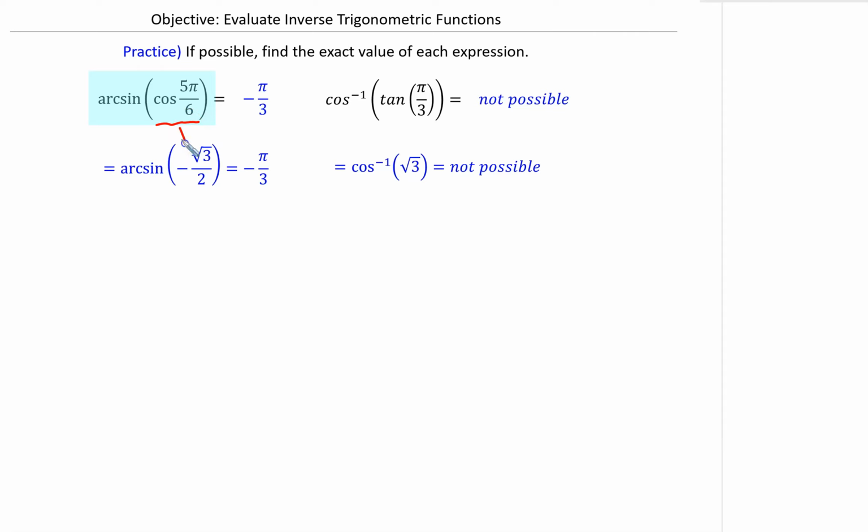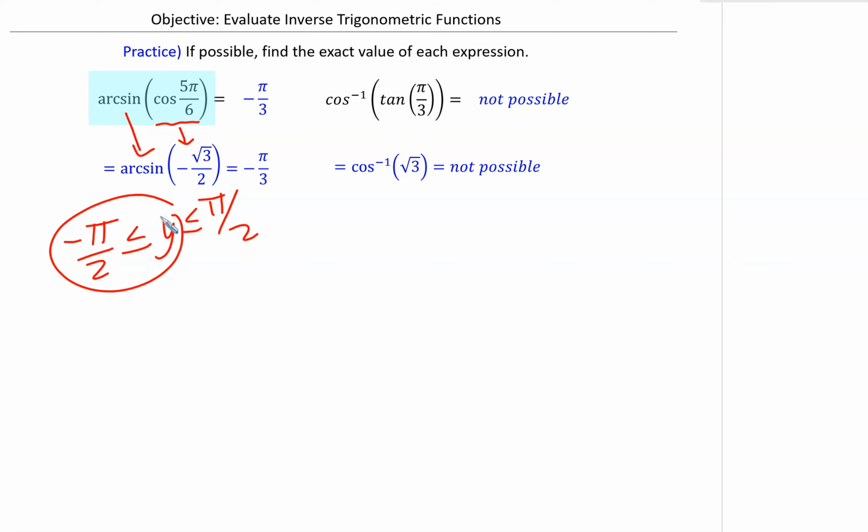The value is negative root 3 over 2. Then we have arcsine of that. So now we're looking for the angle from, again, negative pi halves to positive pi halves. Sine is negative in the fourth quadrant, so we're looking at this situation. And where sine is negative root 3 over 2, you may have come up with 5 pi thirds, and that is equivalent to, in this interval, negative pi thirds.